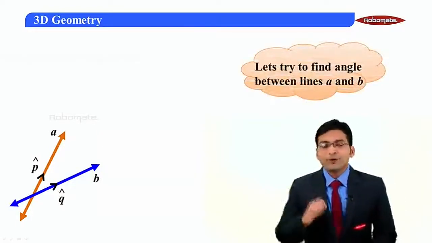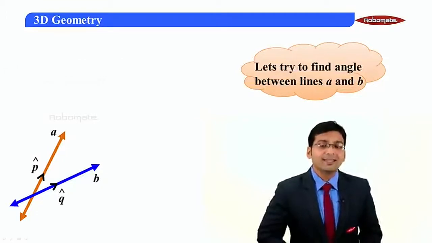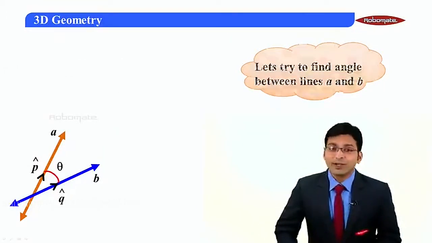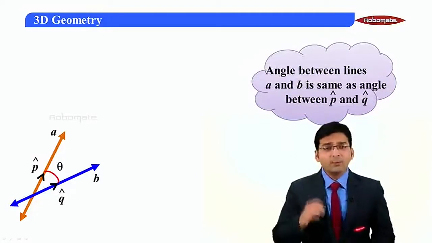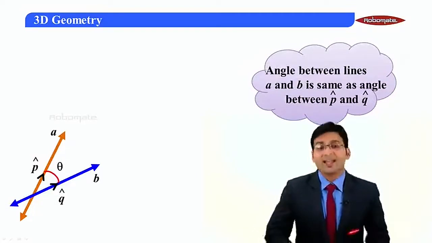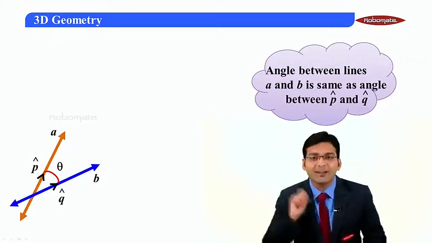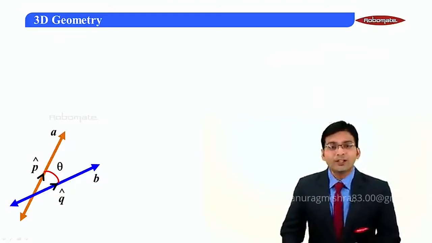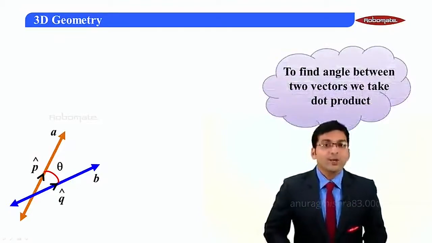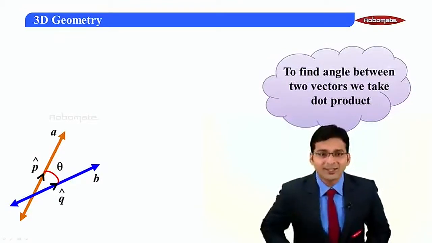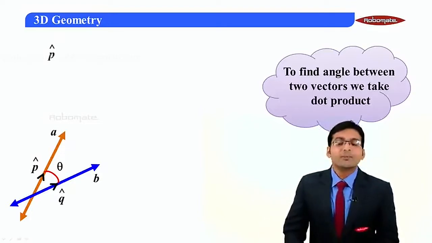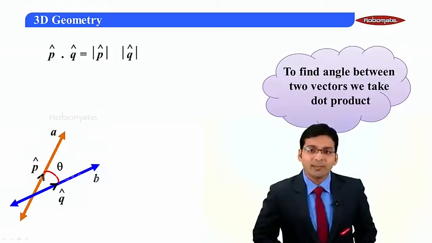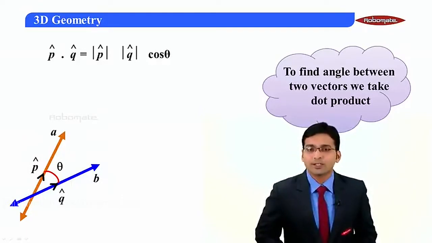Now if we want to find the angle between lines A and B, let us call this angle theta. So we are interested to find theta. The angle between lines A and B is the same as the angle between unit vectors P cap and Q cap. Can we say that? Yeah. And to find the angle between vectors or unit vectors, we take the dot product, students, right? So here we say P cap dot Q cap. P cap dot Q cap will be magnitude of P cap, magnitude of Q cap into cos theta, right?